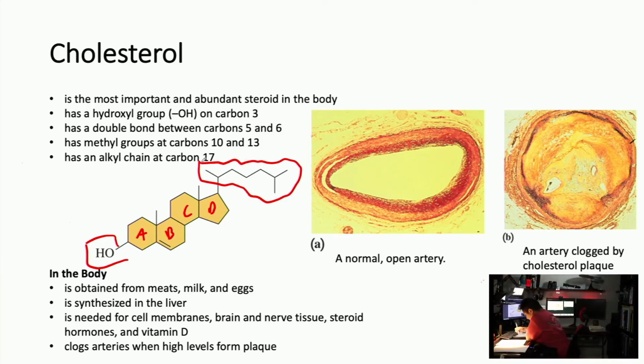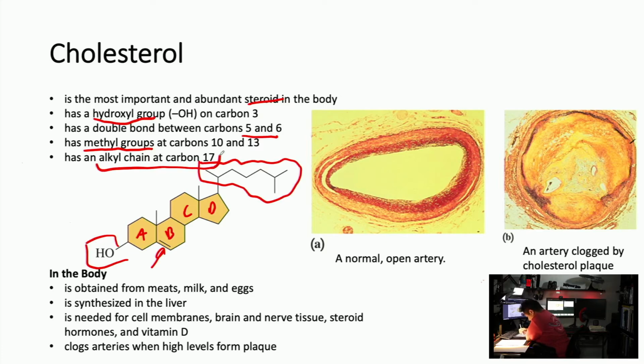So cholesterol is the most important and abundant steroid in the body, and it has a hydroxyl group at carbon 3. It has a double bond between, oh, I forgot to mention that, it does have a double bond between carbons 5 and 6. The 2 methyl groups are there like they were in the steroid nucleus in the previous slide. And then the alkyl chain, that's connected to carbon 17, right?